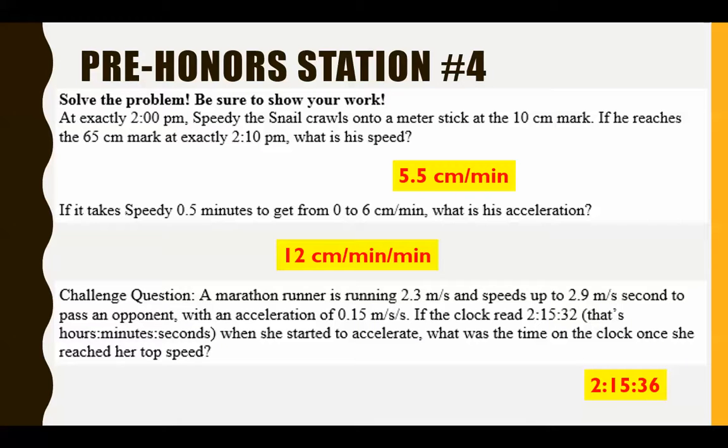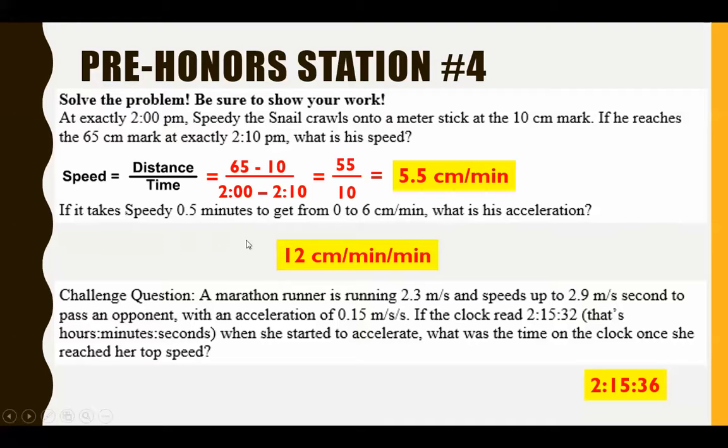For station number 4, the most challenging aspect of these questions is probably going to be the time, especially for the challenge question at the end. In the first one, we have Speedy the snail, who's not starting at the 0 mark on a ruler, he's starting at 10, and he's also not starting at a time of 0, he's starting at a time on the clock of 2 o'clock and ends at 2:10.